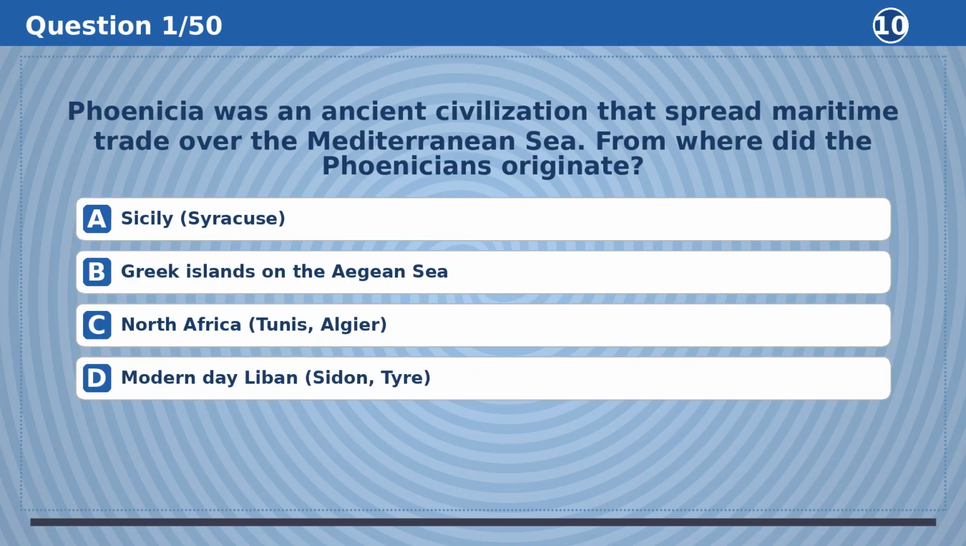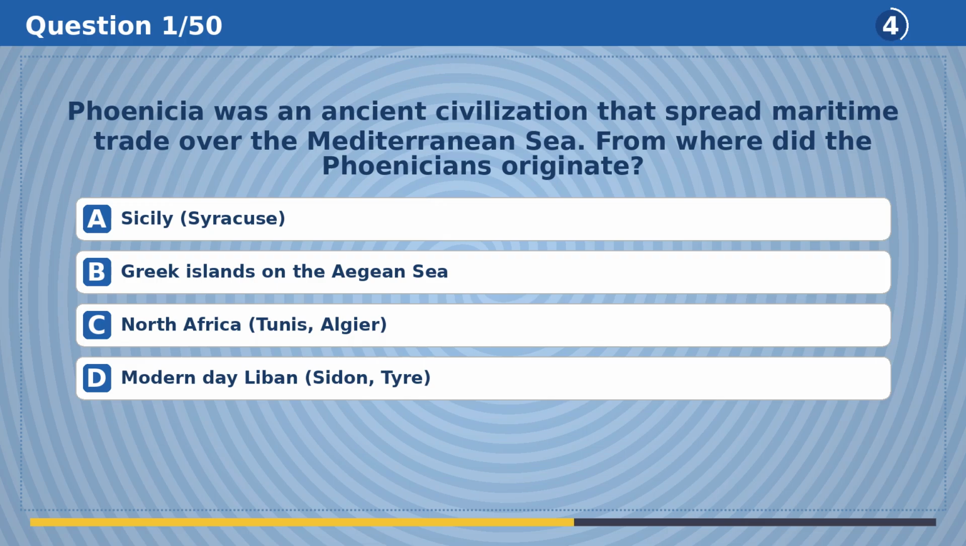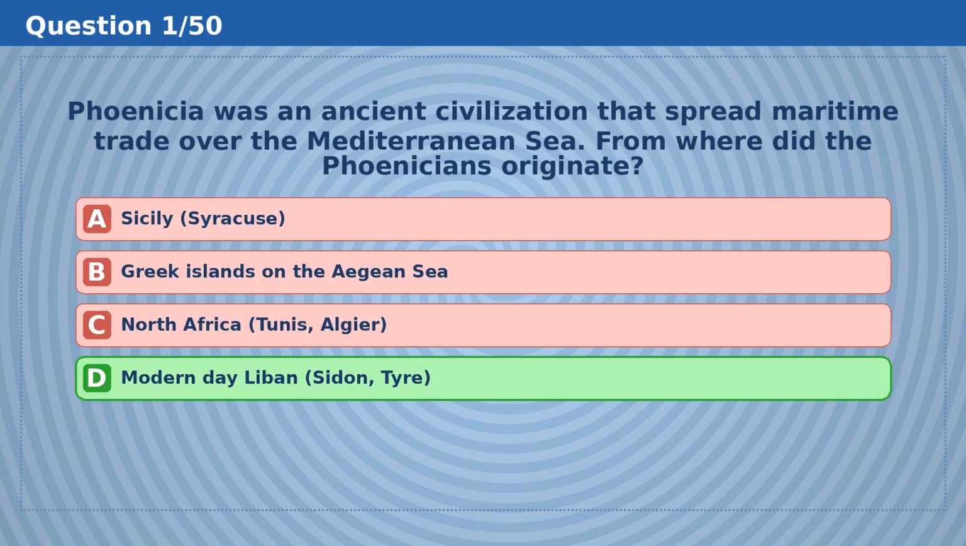3, 2, 1. Phoenicia was an ancient civilization that spread maritime trade over the Mediterranean Sea. From where did the Phoenicians originate? The answer is D. Modern-day Lebanon, Sidon, Tyre.